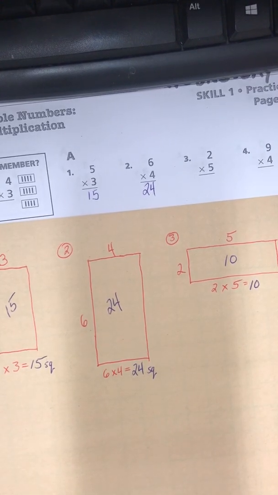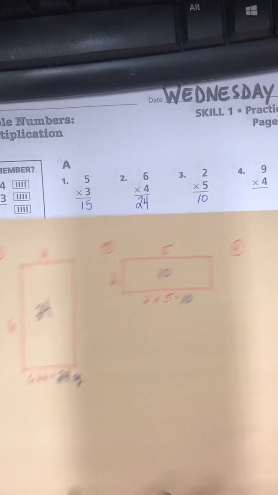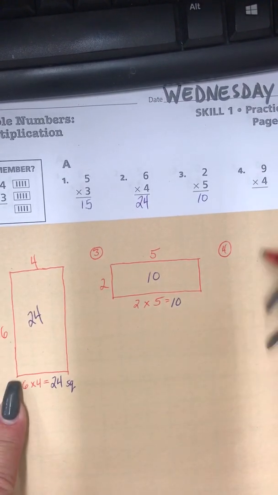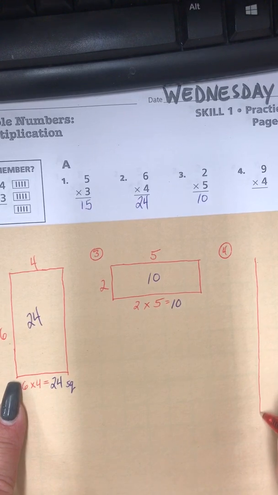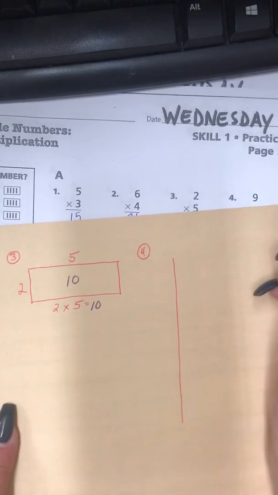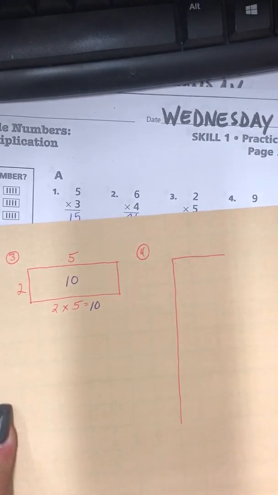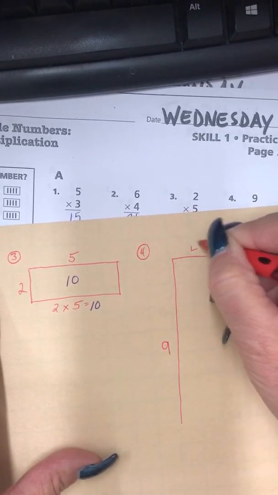Okay. All right, number 4. 9 times 4. Okay, so 9 times 4. Is it going to be a square or a rectangle? A rectangle. Yeah, we've got a long one too. This is going to be 9. So this is 6. So if I start right here, I know that's about 6, 7, 8, 9. And I'm going to have 4 across. 1, 2, 3, 4. Kind of like that one. So 9 rows of 4.